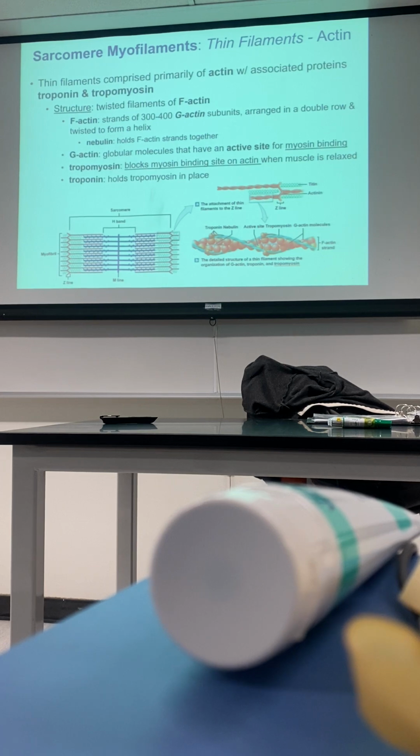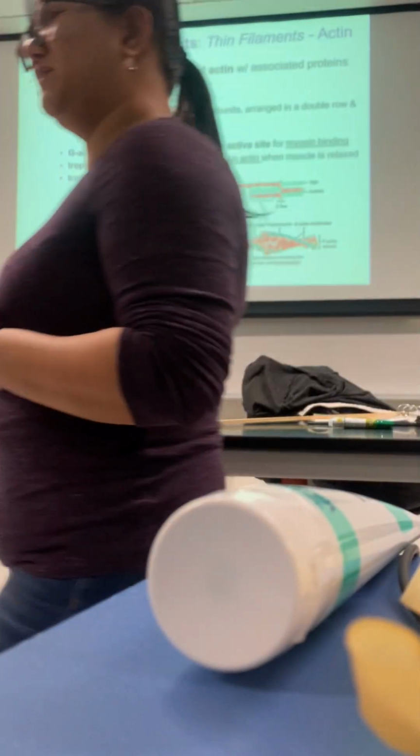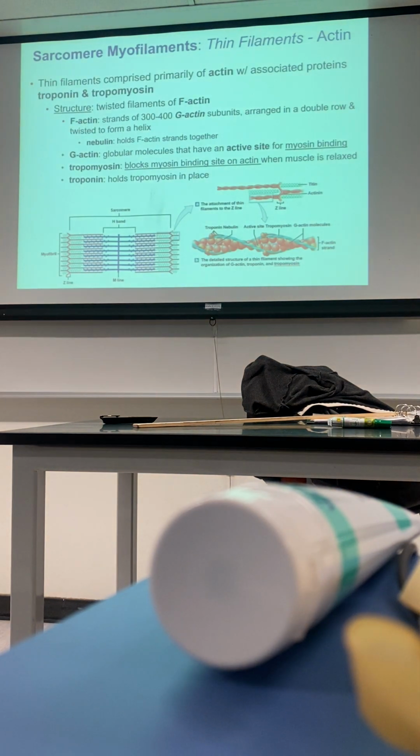Alright, so your actin filaments, which are your thin ones here, if you look at them, are actually comprised of two strands that are intertwined with one another. Mardi Gras is coming up, right? I want you guys to think of Mardi Gras beads. Notice how those kind of look like beads on a string? That's actually what actin looks like.